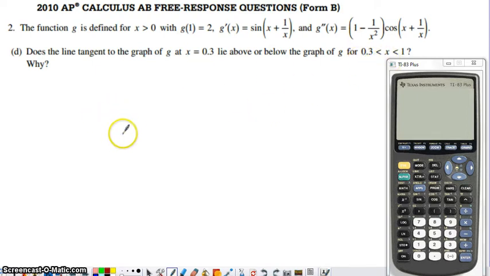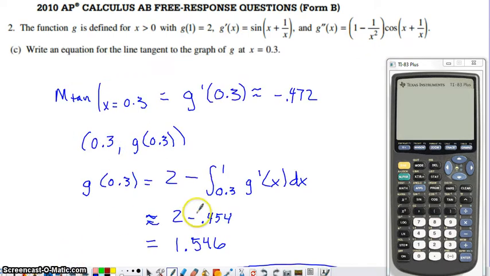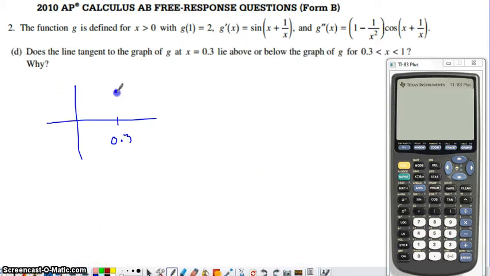So what we know is the equation of our tangent line at 0.3. And the equation of that tangent line at this x had, if I click back to it, a negative slope, right? Yeah, we had a negative slope right here. So we had a negative slope, and the point of tangency was 0.3 comma 1.546. So if I wanted to draw a quick version of this tangent line, it would look something like this. I'm going to have a negative slope, and I have to go through the point 0.3 comma, so here's the 1.546 value, and that's supposed to have a negative slope.